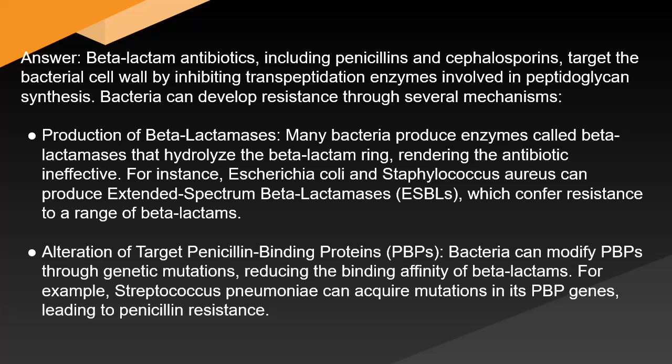Alteration of target penicillin-binding proteins (PBPs). Bacteria can modify PBPs through genetic mutations, reducing the binding affinity of beta-lactams. For example, Streptococcus pneumoniae can acquire mutations in its PBP genes leading to penicillin resistance.